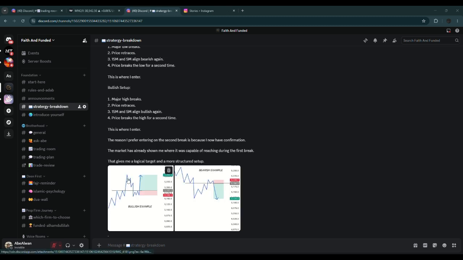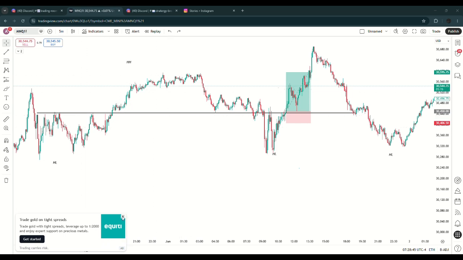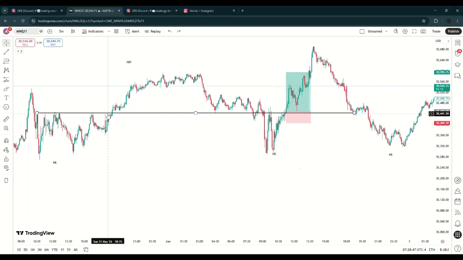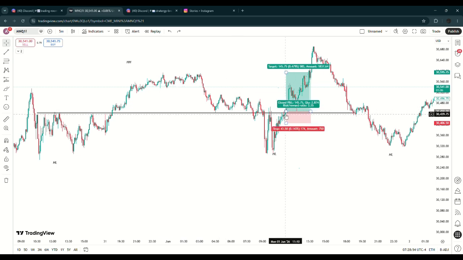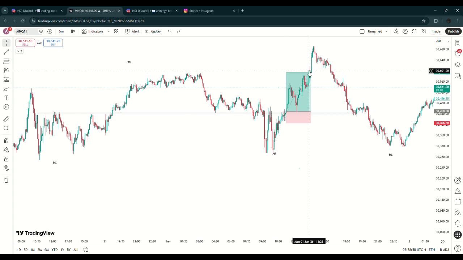The reason I prefer entering on the second break is because I now have confirmation. The market already showed me where it was capable of reaching. It gave me a target. So let's look at this for example. After price broke 450, it went all the way up to 590. So the second time price broke 450, I entered, and that's exactly where I targeted.